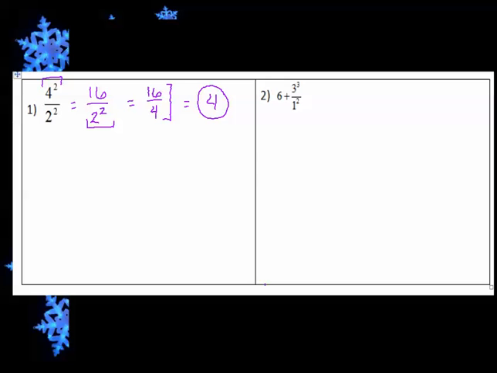Okay? Try number 2. Careful with number 2. You have to solve all the stuff on the top, all the things on the bottom, divide, and then add the 6 at the end. So make sure that you're careful with that. So go ahead, try number 2 by yourself. When you're ready, unpause the video.